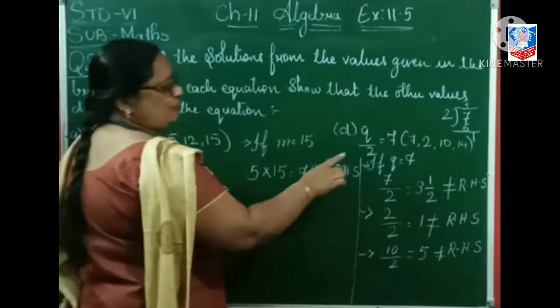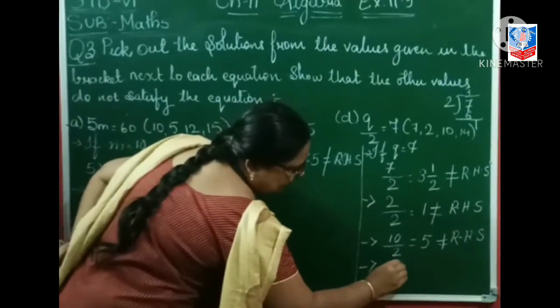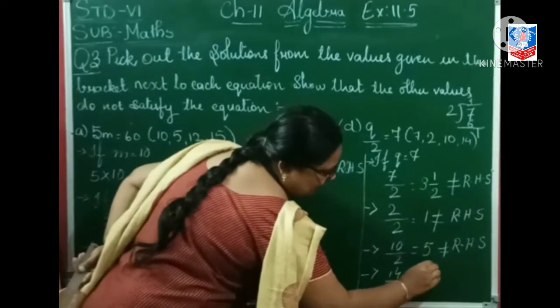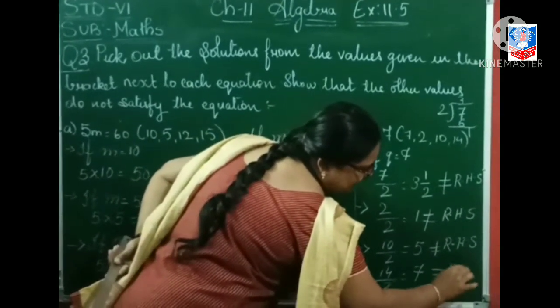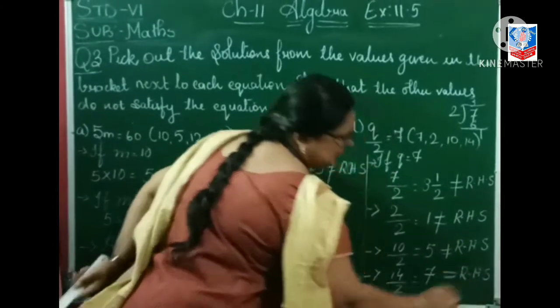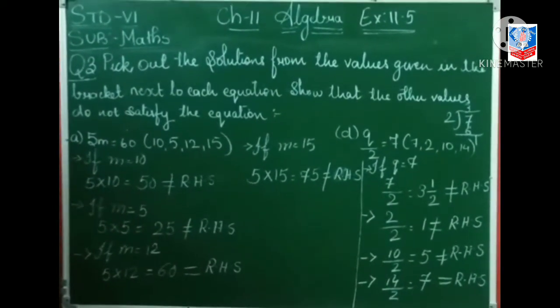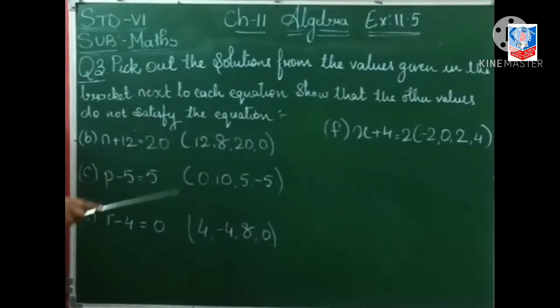If value of q is equal to 14. Now 14 divided by 2. 14 divided by 2 is 7. So left hand side is equal to right hand side. This way you will do this sum. Understood? This is your homework.